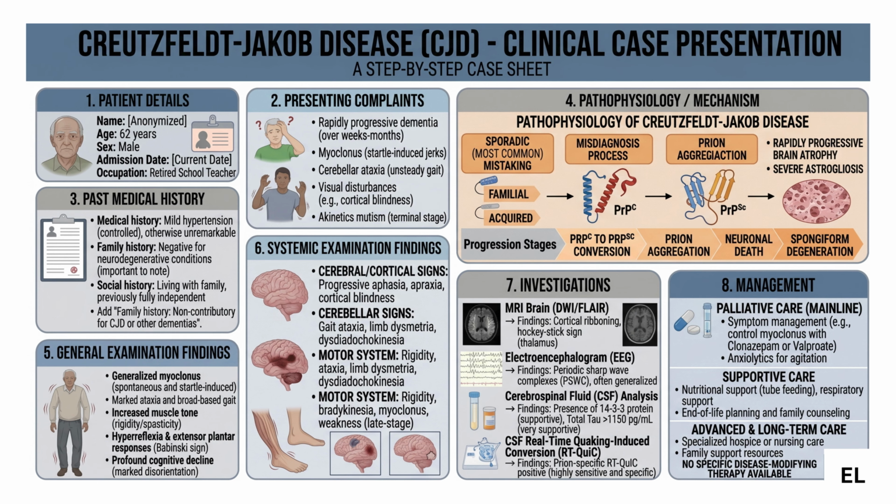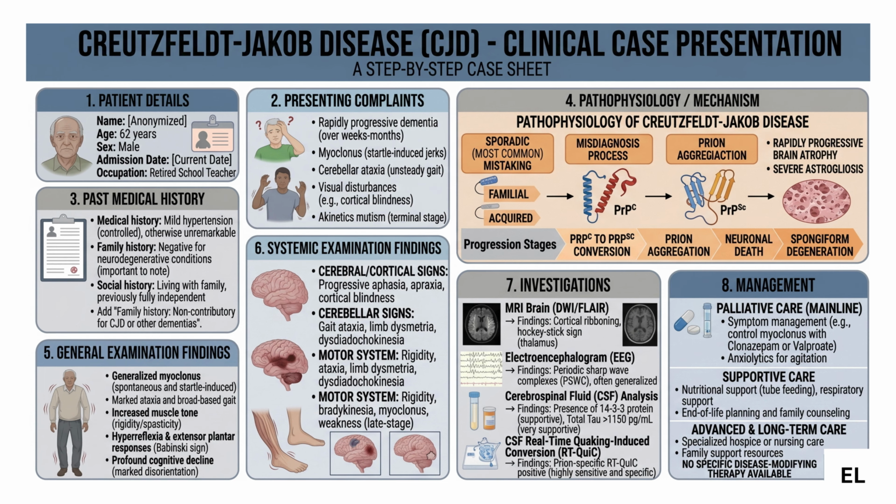The cerebellum may also be affected, producing signs such as limb dysmetria, which is the inability to accurately control movement distance. Patients may also demonstrate dysdiadochokinesia, meaning difficulty performing rapid alternating movements. The motor system is also involved. Patients may exhibit rigidity, weakness, and severe myoclonus in advanced stages. These findings reflect widespread involvement of different brain regions, which explains the rapidly progressive neurological decline seen in CJD.